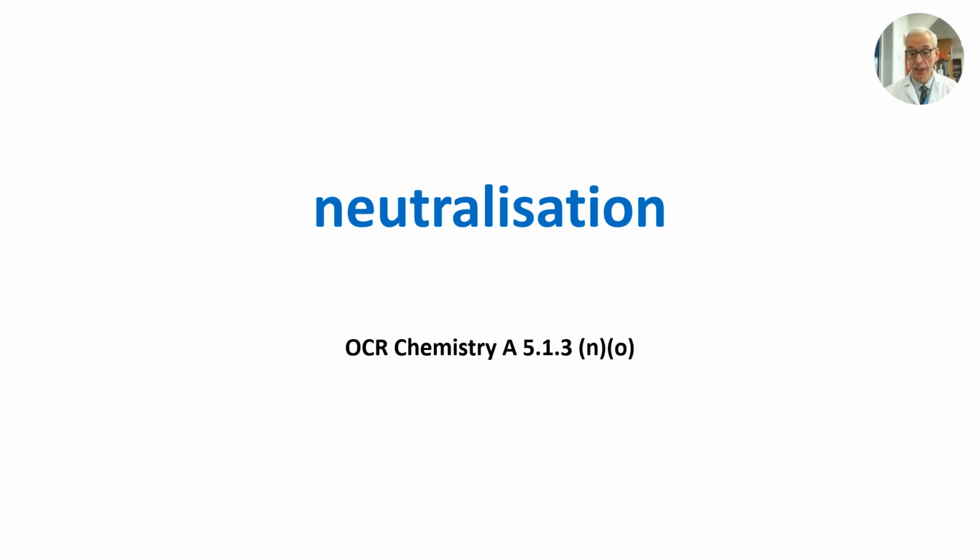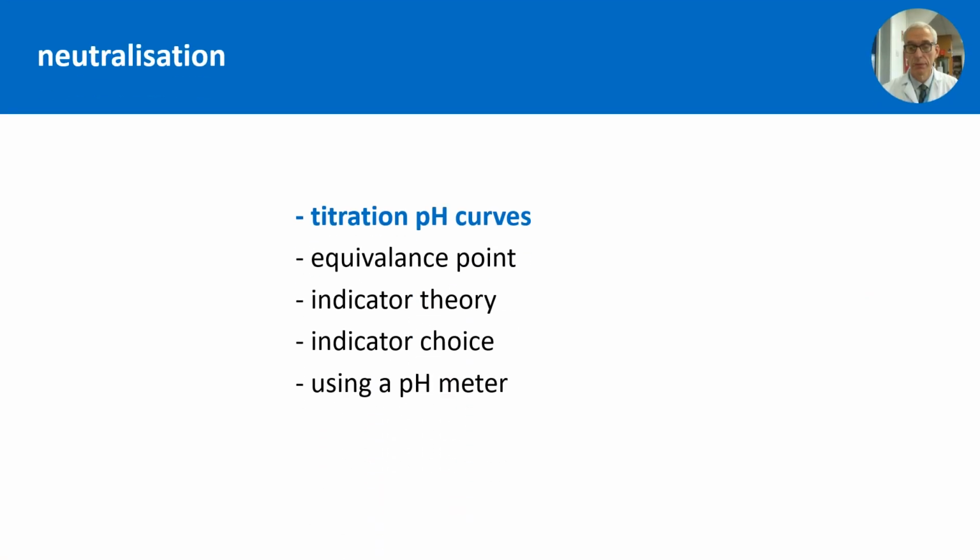OCR Chemistry A, neutralisation. We'll start with the various pH curves seen in titration, move through equivalence point theory, indicator theory, and the use of a pH meter.